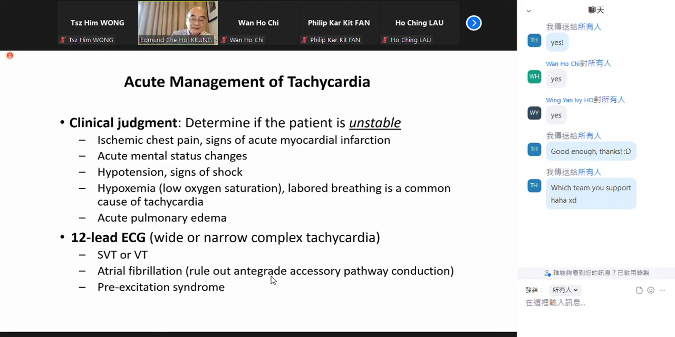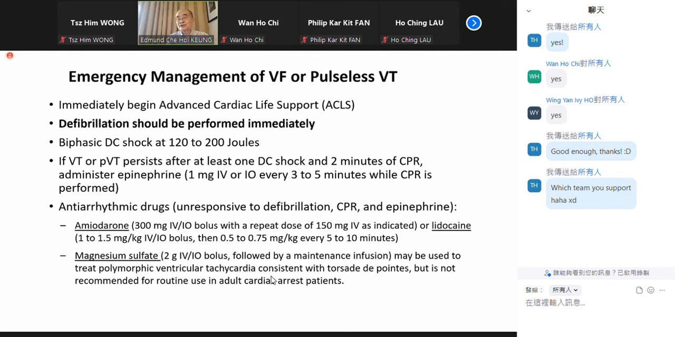Okay. Now, this is just ACLS. You know that pulseless VT, defibrillation, shock. We show you, defibrillation means we don't synchronize, and we can give amiodarone and magnesium sulfate.